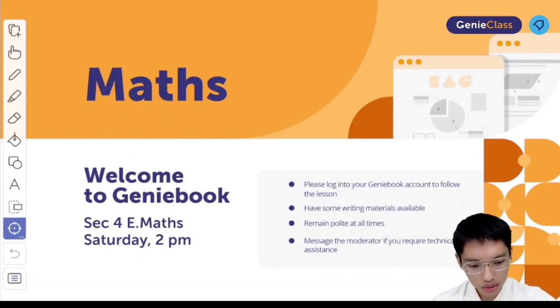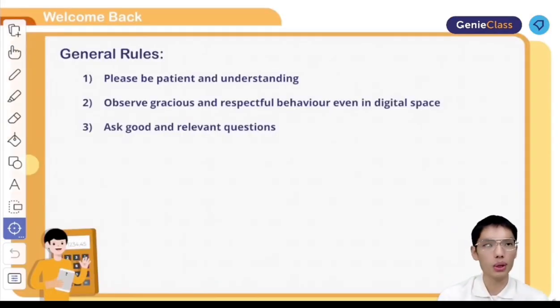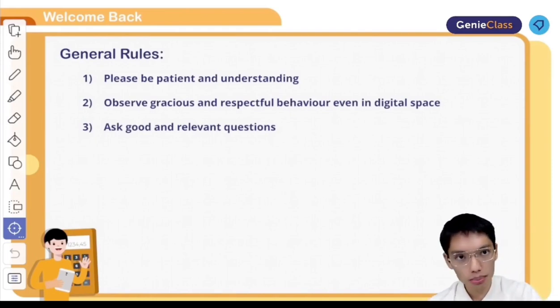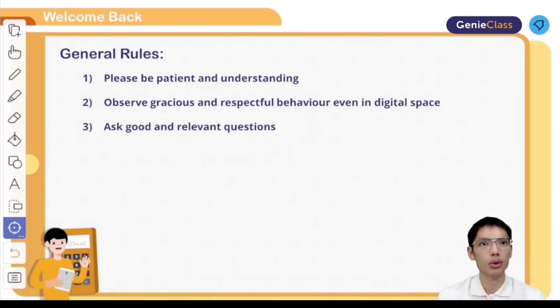All right, some ground rules that we go through again, just a quick round up. Along the way, be patient and understanding. Observe gracious and respectful behavior, even in digital space. Just be careful of what you're typing. And lastly, for this particular lesson, please ask good and relevant questions.